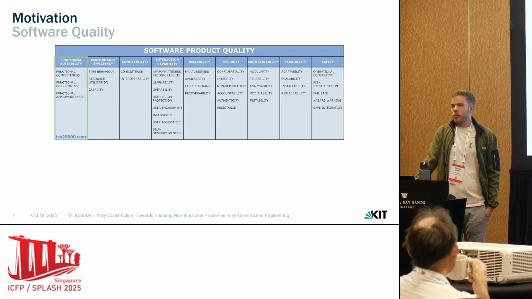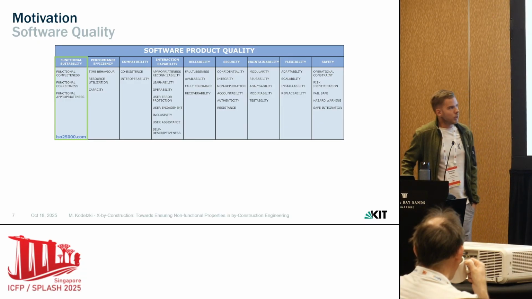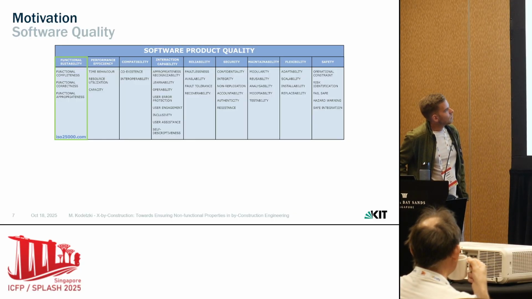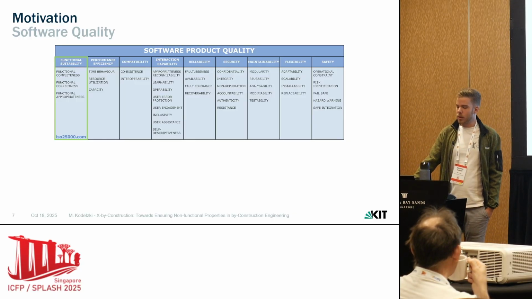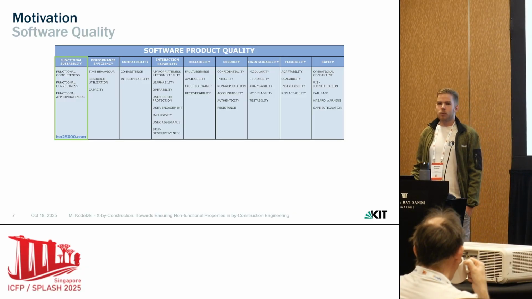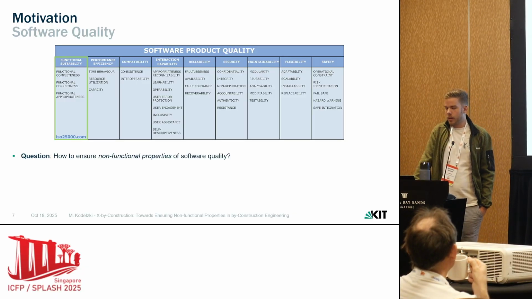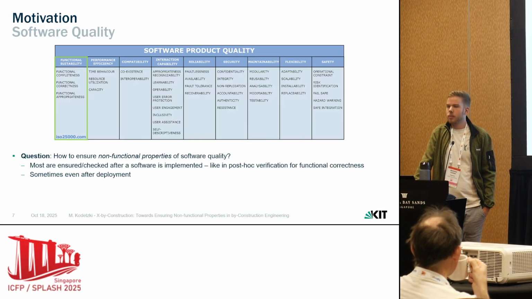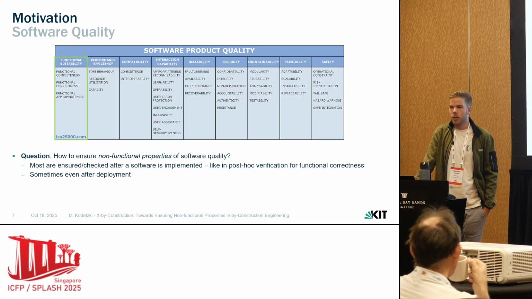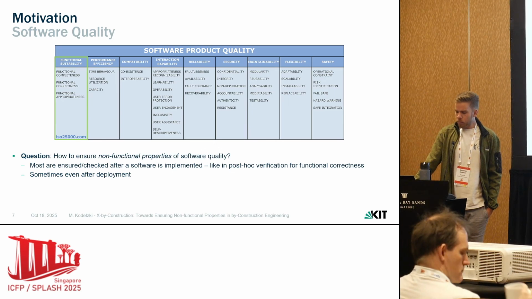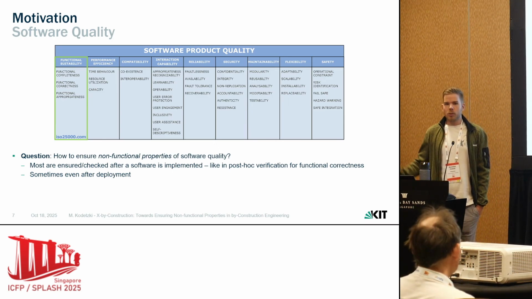So back to software quality, we can ensure functional correctness using CBC, and there are approaches for all the other properties as well. I'm pretty sure for all of them, maybe almost all of them. What they have in common, as for post-hoc verification, is that they are usually applied post-hoc. So you have to implement your program first before you can start ensuring, proving your non-functional property. And the problem is that you only get that late feedback.